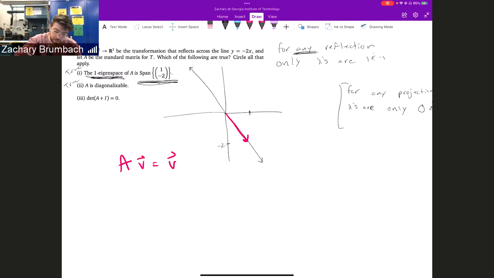So this last question is, is the determinant of A plus I equal to 0? So this is the same thing as asking, is lambda equal -1 an eigenvalue? And we know that it is a reflection. So yes, true. Cool. Does that make sense?